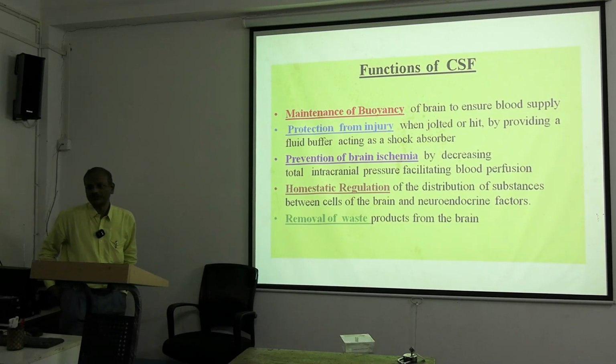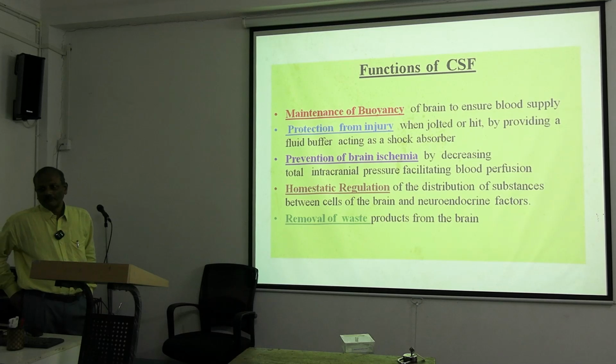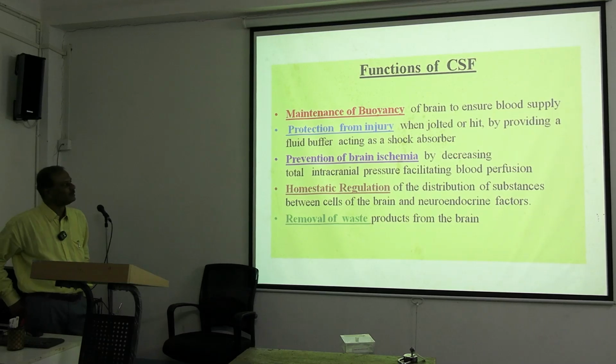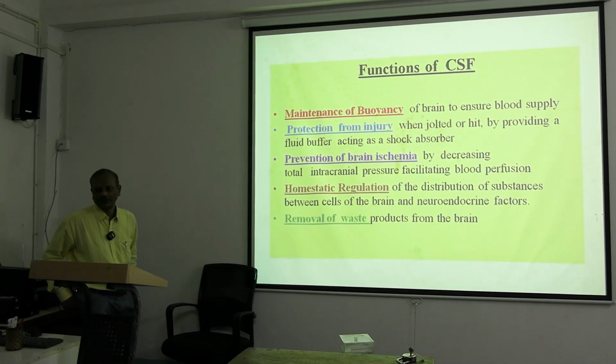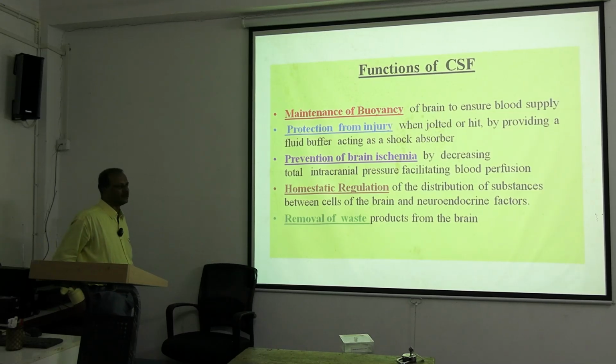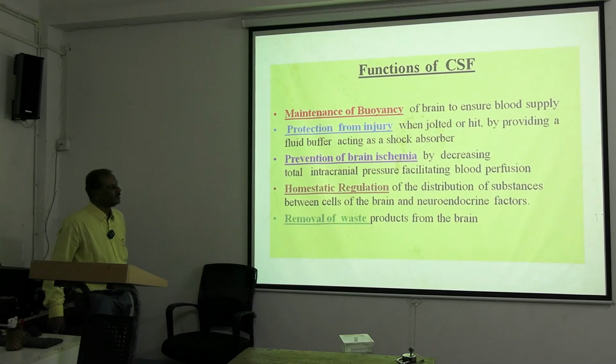Protection from injury, the most important part, because without that, the brain is not protected. It's just like a jewelry box, as I was explaining. When jolted or hit, it provides a fluid buffer, which acts as a shock absorber. Prevention of brain ischemia by decreasing total intracranial pressure, facilitating blood perfusion. This is the physiology part.